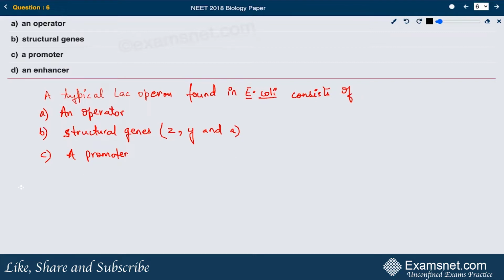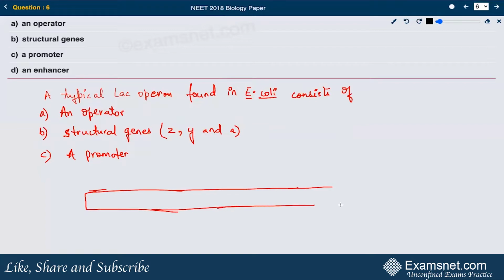All right, and there is an inhibitor, that means inducer gene is also present, that induces the secretion or synthesis of a repressor protein. All right. So if you just draw a sample lac operon structure, so you will have an idea how it exactly looks.